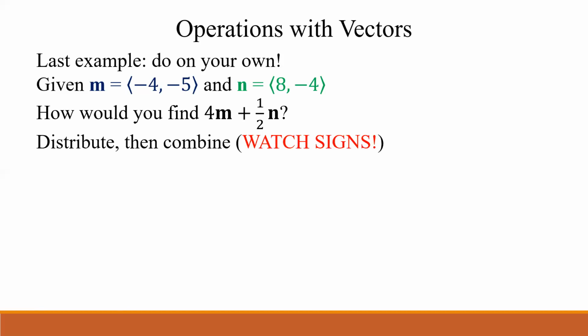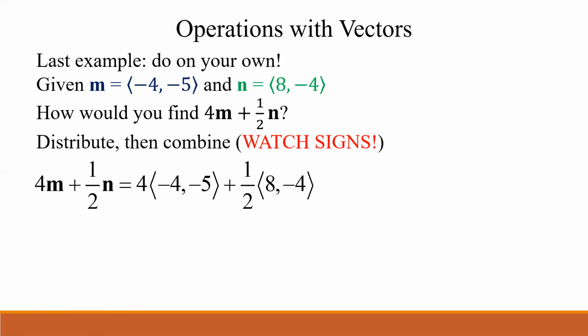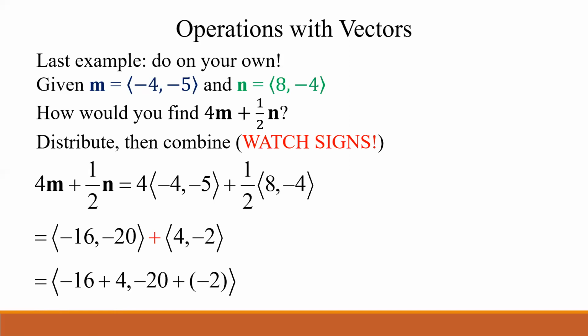Okay, so again, we're going to distribute and then combine. So 4 times m and 1/2 n. Distribute the 4 and the 1/2, you get -16, -20, plus 4, -2. Combine the x's, combine the y's, and you end up with -12, -22. Not bothering graphing this one because it would go way off the graph anyway. But that said, that would be your final answer.